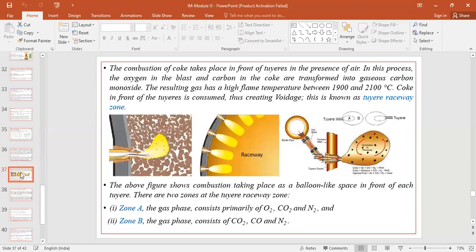Whatever CO2 is formed in front of the tuyere is very unstable. So this CO2 will readily react again with carbon and form carbon monoxide. That happens in zone B, which is actually an endothermic reaction.